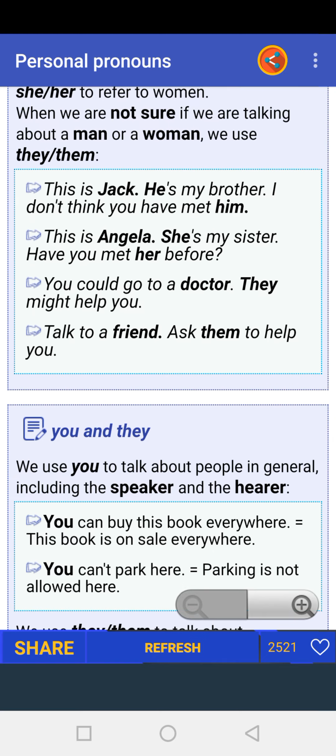For example, this is Jack. So Jack is a man. He is my brother. I don't think you have met him. So here we use he and him for a man.